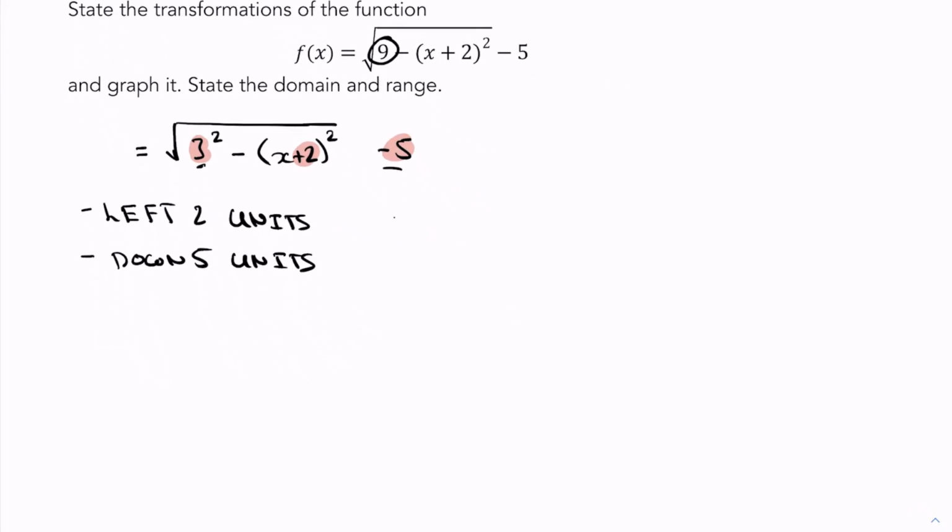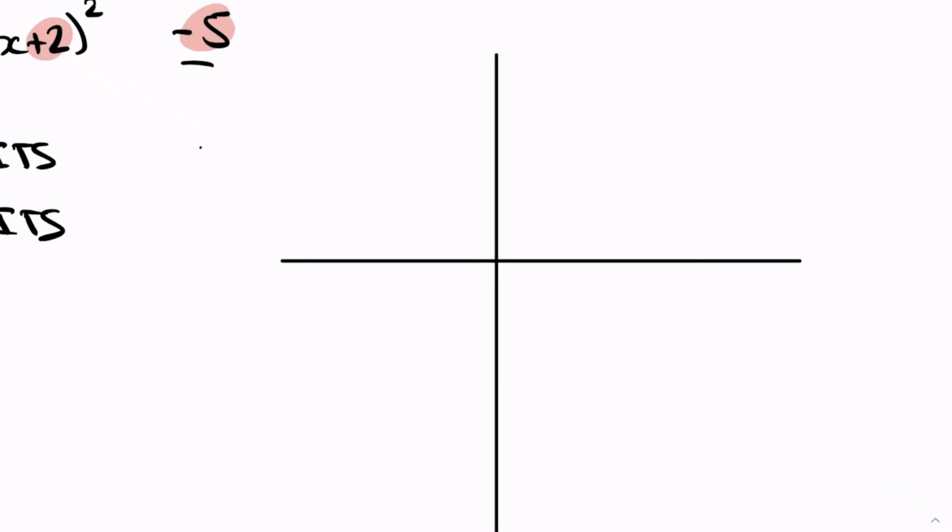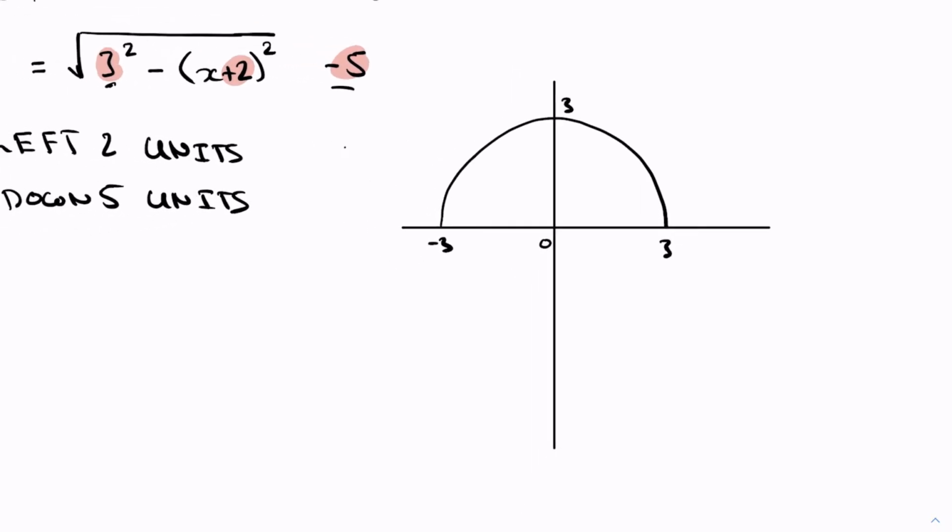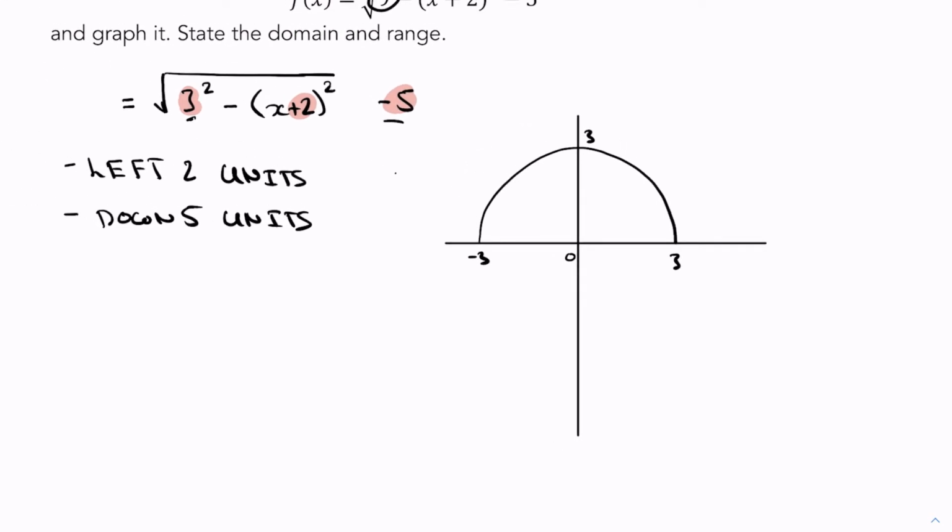So what does this look like? Well, if we look at the original, and I'm not going to do the best job here, there is my x-axis, there is my y-axis. I just draw a half circle, something going like this. Not the best, but good enough. It goes from 3 to 0 all the way to -3, and 3 up here. So that's the original without being transformed.